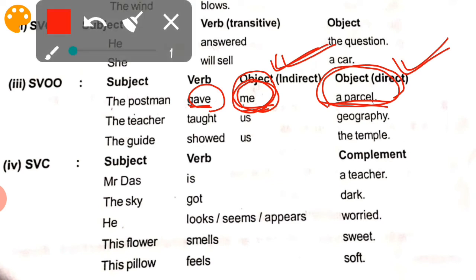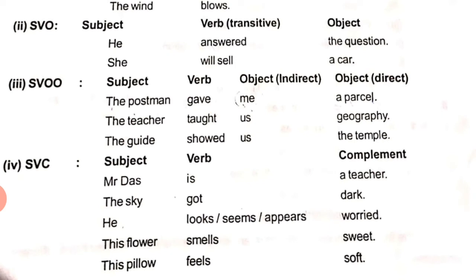Then the fourth pattern of the declarative sentence, the SVC pattern. Here it is SVC: S for subject, V for verb and C for complement.